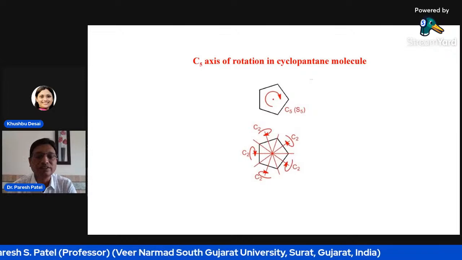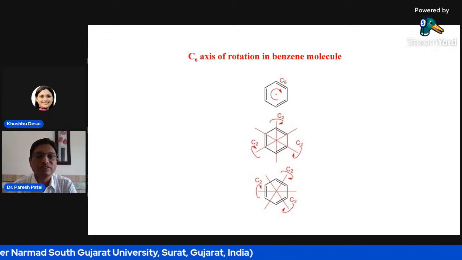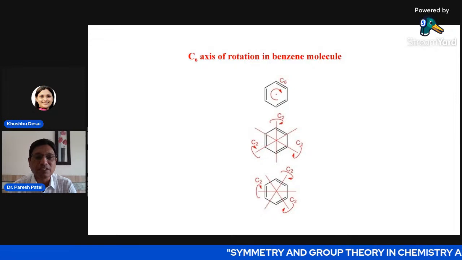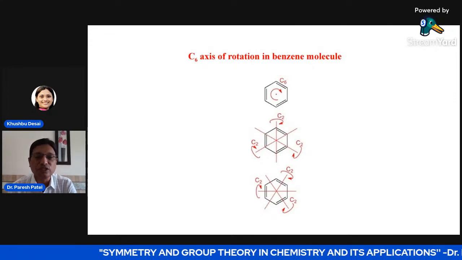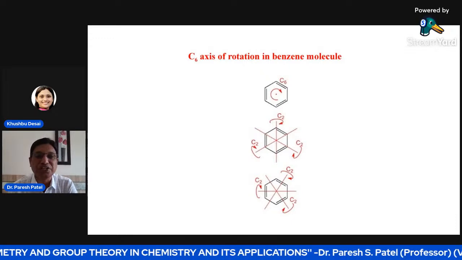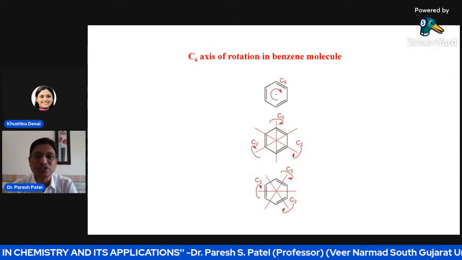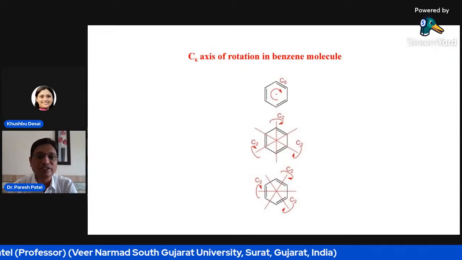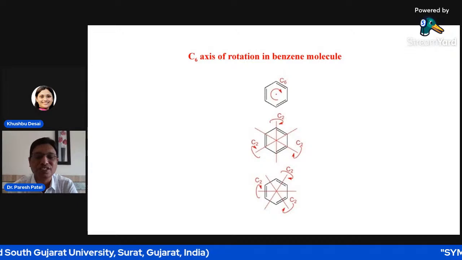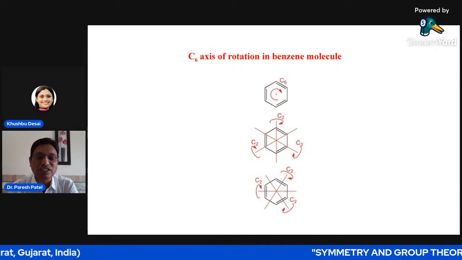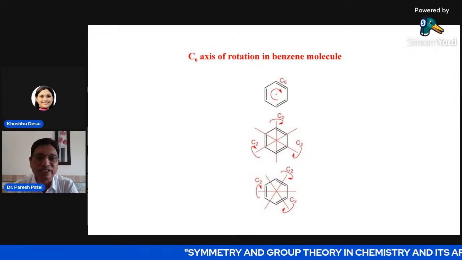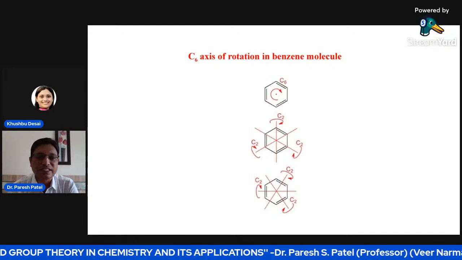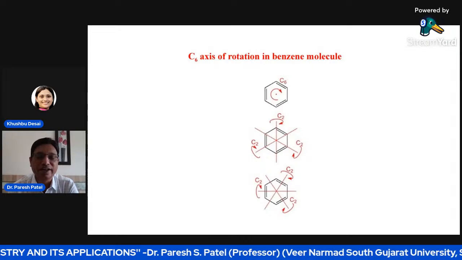Now in the next one, in the case of the benzene ring, we know that the main principal axis is C6. Why C6? If we rotate this molecule along the imaginary axis by around 60 degrees, we get the equivalent orientation position. So the order of axis in the case of the benzene molecule is equal to 360 by 60, which is equal to 6. The symmetry operations can be represented as C6^1, C6^2, C6^3, C6^4, C6^5, and C6^6.